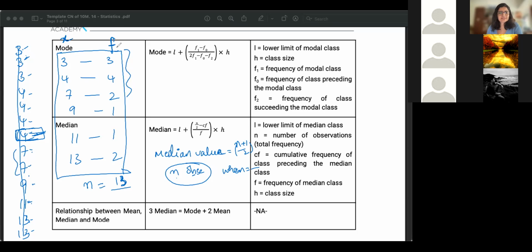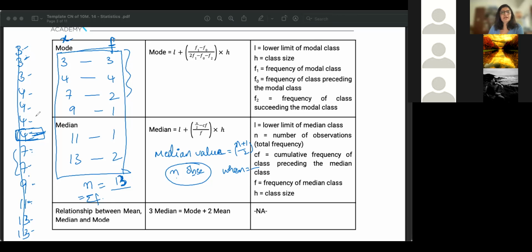What do you mean by frequency? Number of that term repeating. Yeah, number of times that observation is occurring in that particular data set, right? So if I create this table, n is the total number of observations. N is basically your sum of all the frequencies. So when I present this table to you and I ask what is the total number of observations I have, it will be the sum of frequencies. So that's how I got n equal to 13.